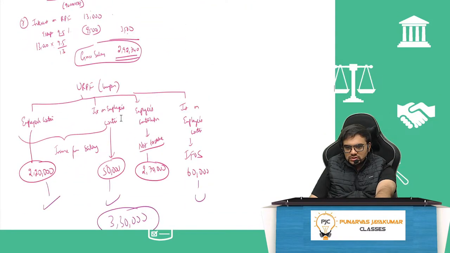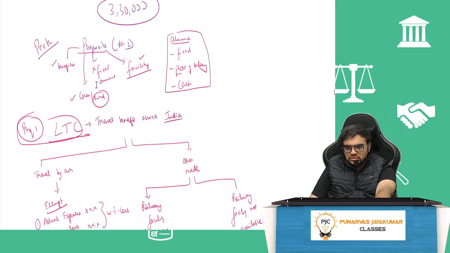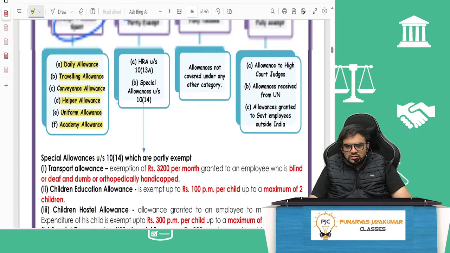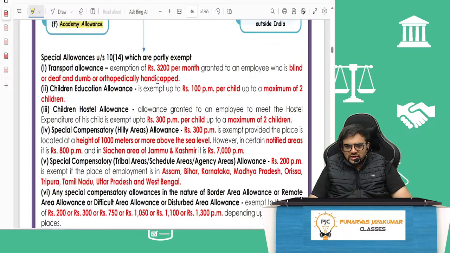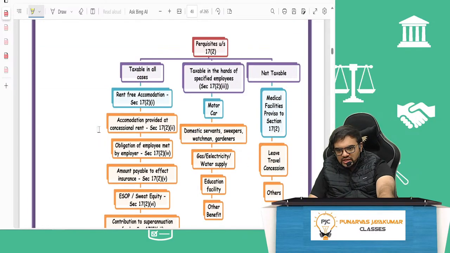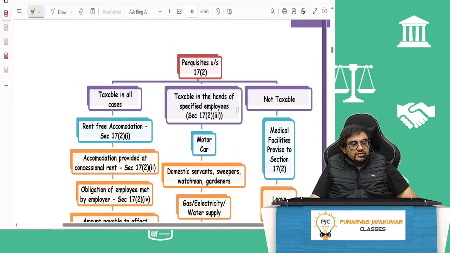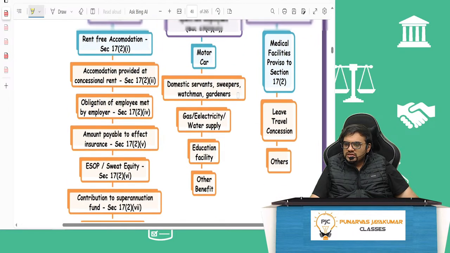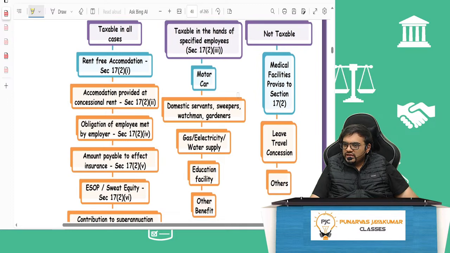Then let's see. Then you have something called perquisites. Other special allowances we have seen already: transport allowance, children education, hostel, counterinsurgency, all that we have seen. Next comes the interesting area of perquisites. Some perquisites are taxable in all cases, some are taxable only in the hands of specified employees, and some are not taxable at all, like medical facilities, leave travel concession and other things.